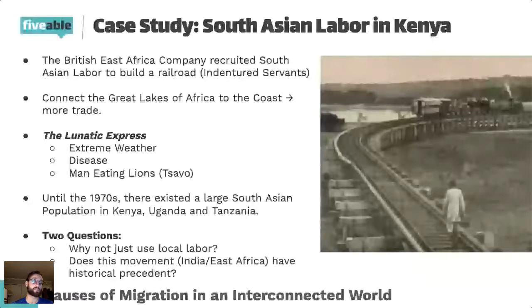You had extreme weather, you had diseases, and in one case you had two lions that liked to eat people, referred to as the man-eating lions of Tsavo, which is where the lions themselves were from, and the railway just went through a stretch of that territory. Sounds like a novel. It is a novel, and it's a play, and it's also a movie.